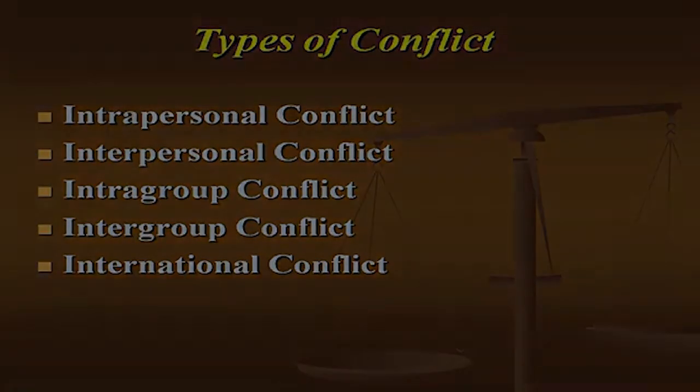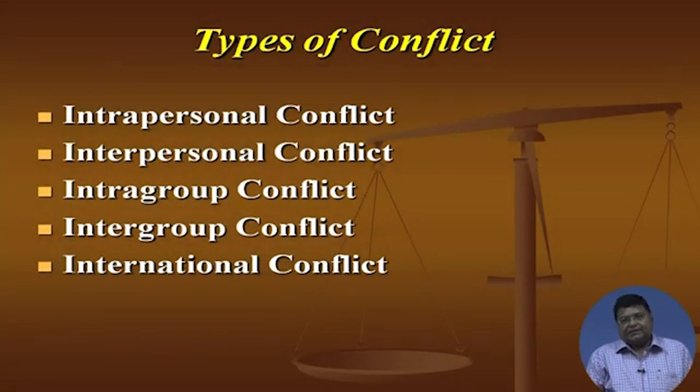And the others are like interpersonal conflict. This is also very simple. When two people are having conflict, that is interpersonal conflict. Sometimes within a group, as I have mentioned, the people might be having conflict, that is intragroup conflict. And intergroup means when two groups have been formed. So many times it happens that groups are also fighting with each other, because they are having the feeling of group, and they want to put the other group down and prove that one group is better than the other, then of course some conflicts might occur.